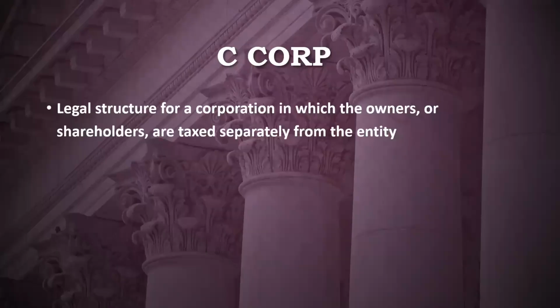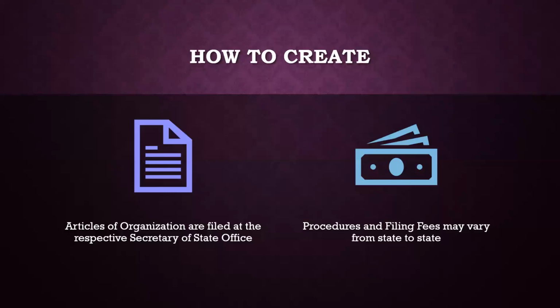Now, again, we're talking about the C Corp, which is the legal structure for a corporation in which the owners or shareholders are taxed separately from the entity. How is it created? Typically, the articles are filed with the state that the corporation is located in. Usually the articles of organization are filed with the respective Secretary of State's office. Procedures and filing fees may vary from state to state.